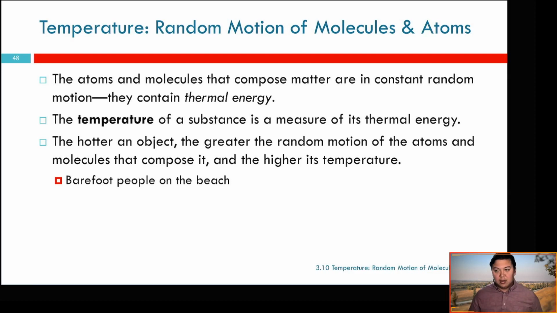So when we talk about heat and we talk about temperature, they are related, but they are two different things. The atoms and molecules that compose matter are in constant random motion. That motion, right, kinetic energy is energy associated with motion. We call that random motion of atoms and molecules thermal energy. So the temperature of a substance is a measure of its thermal energy. And the hotter an object, the greater the random motion, and the higher its temperature.